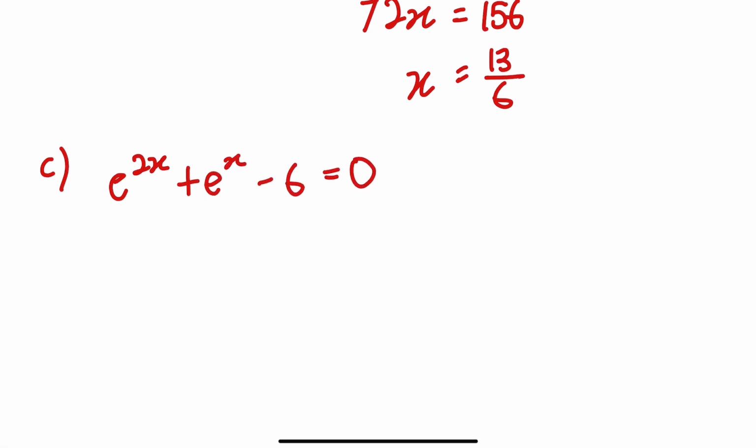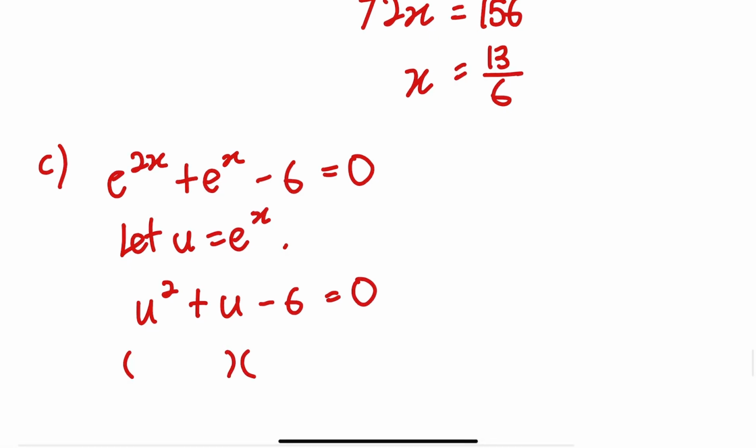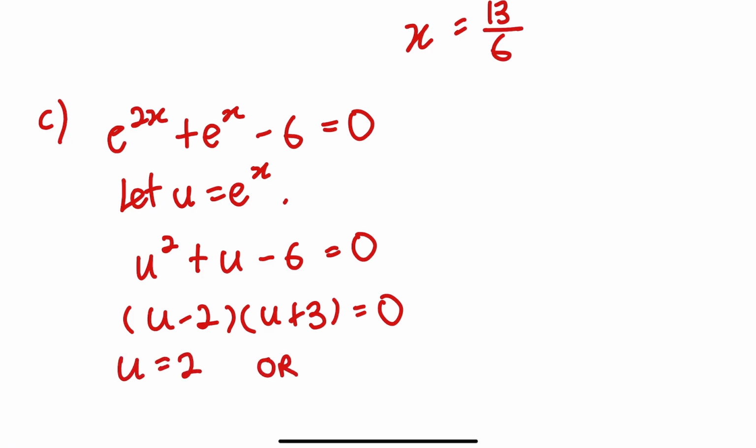Very simply over here, I can use substitution to make my life easier. Let u be equal to e to the power x. So this means that u squared plus u minus 6 equals 0. Therefore, this quadratic equation you can simply solve by factorization. This will be equal to (u minus 2) times (u plus 3) equals 0. So u is equal to 2 or u equals negative 3.